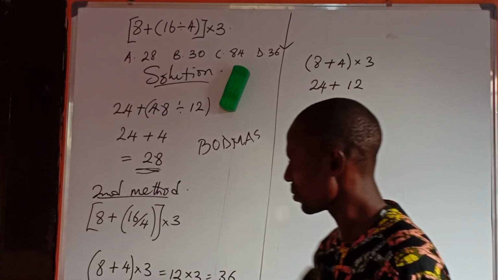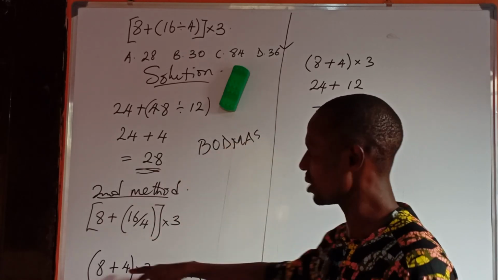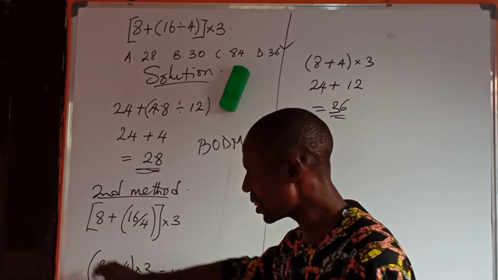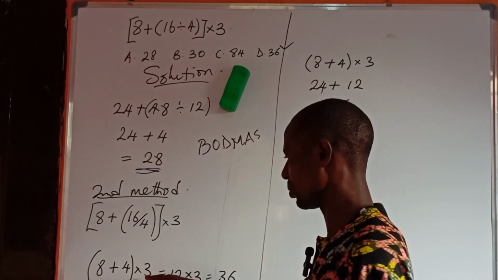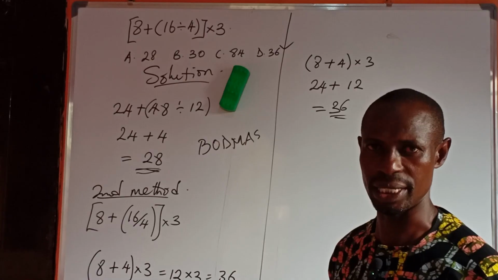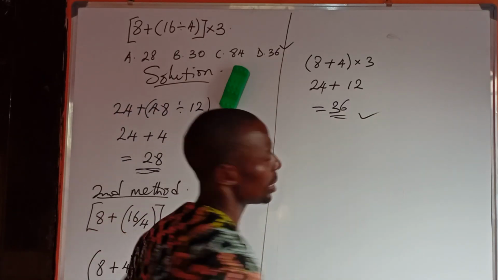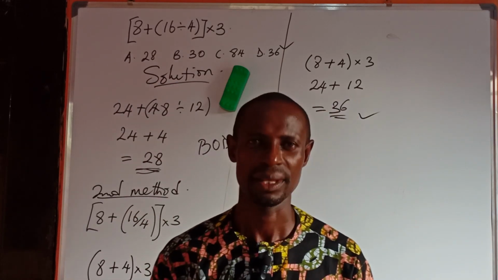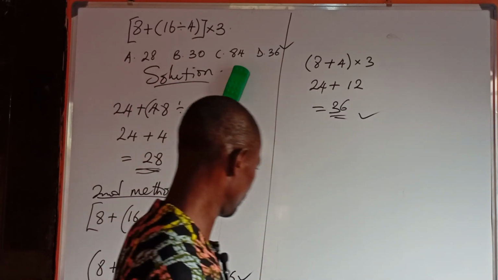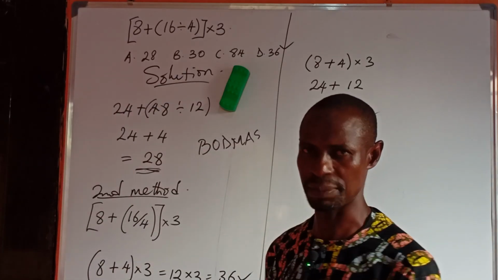So from this point, you can either follow this by using the multiplication first, or you just finish everything about the bracket first before you open up this. So either way will give you 36. So 36 is the correct answer to this simple simplification.